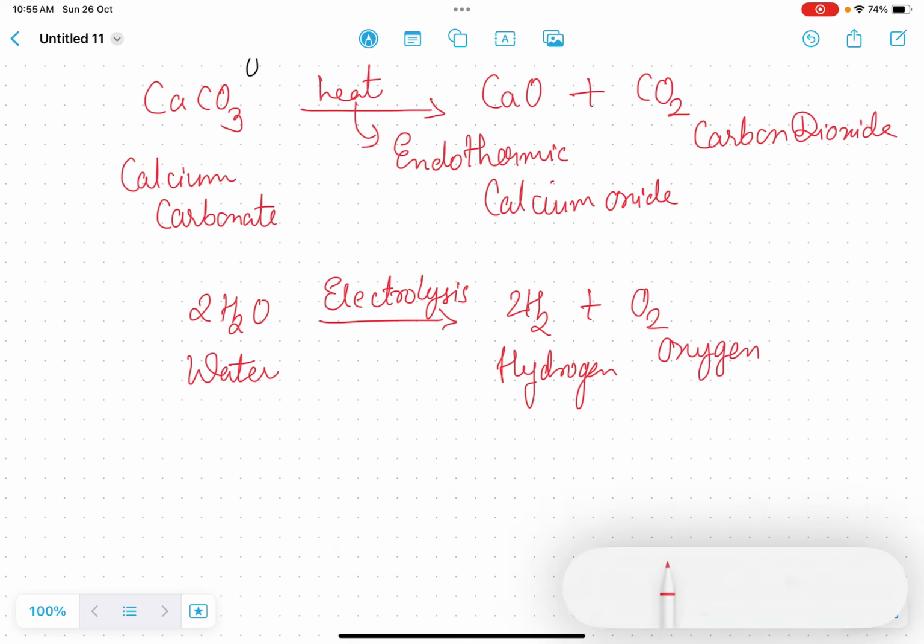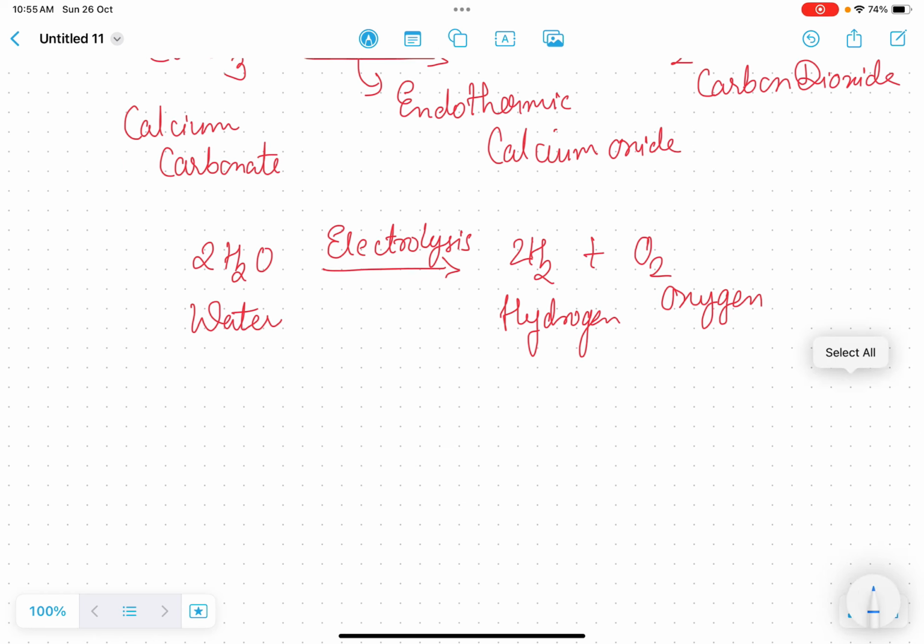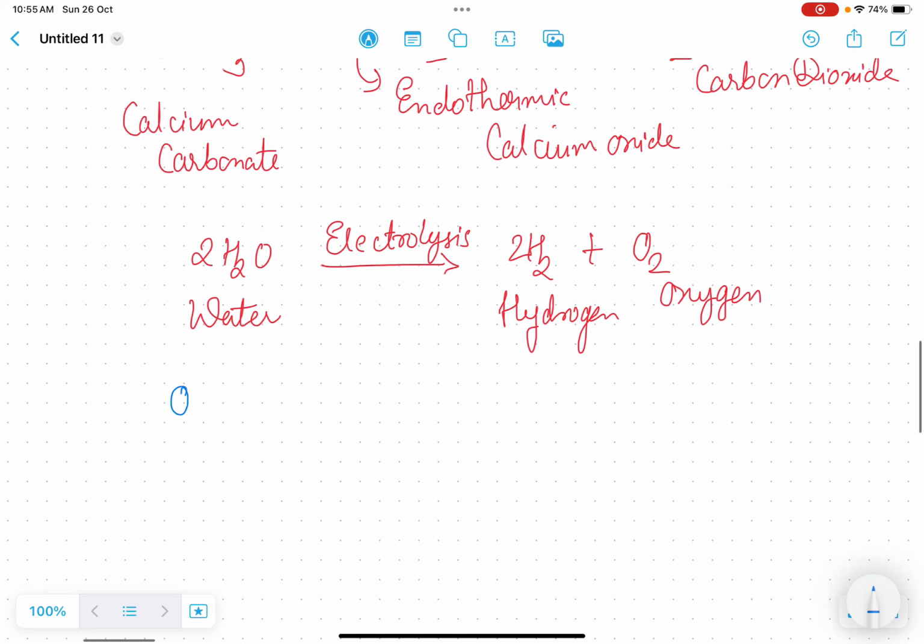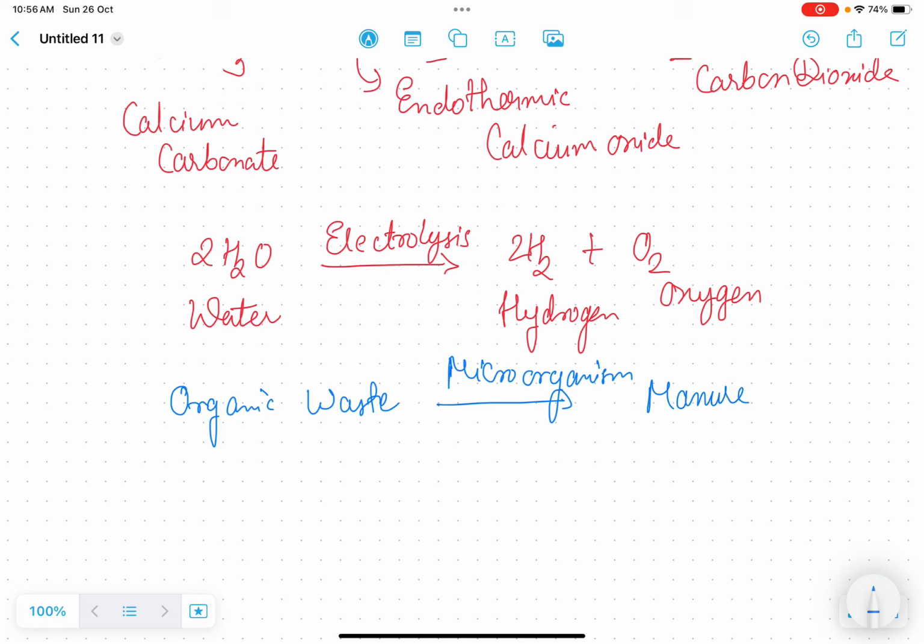Sometimes in your board exam the question is asked: if you decompose organic waste by giving some organisms, bacteria and all, or you can write microorganisms, which products will you form? So the answer is manure and biogas.